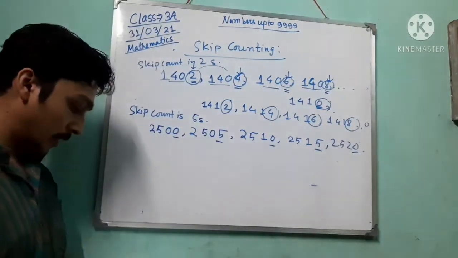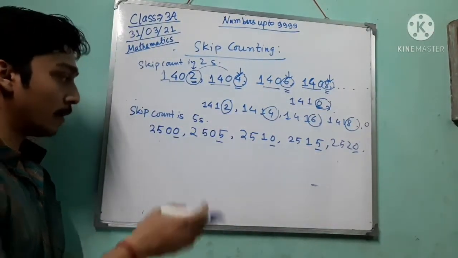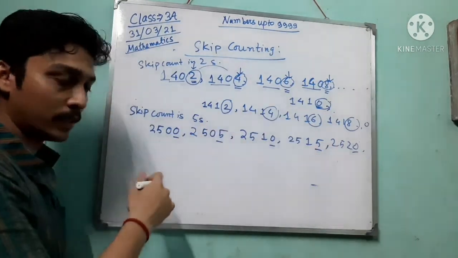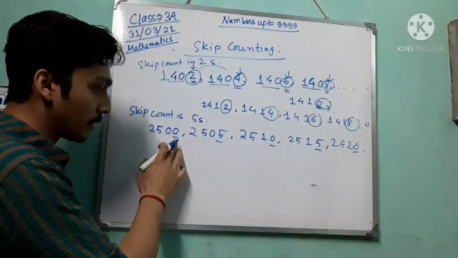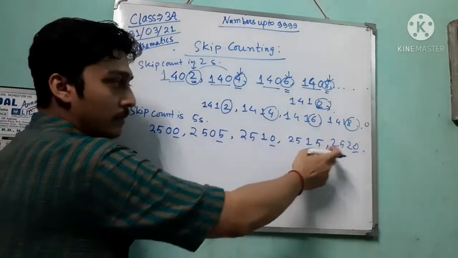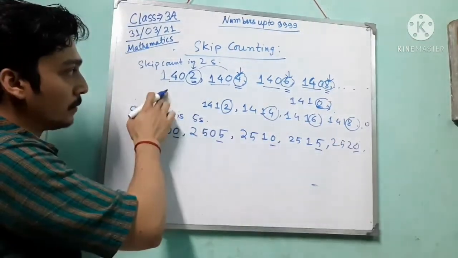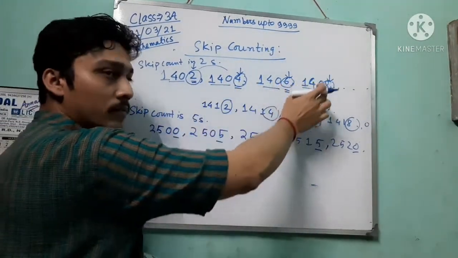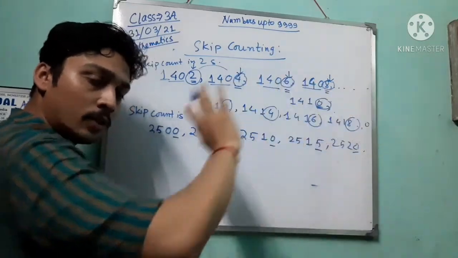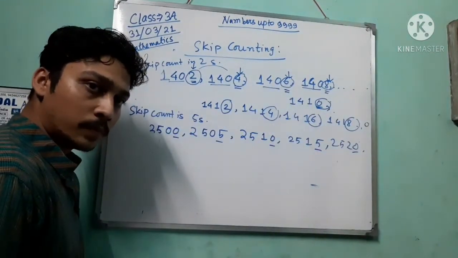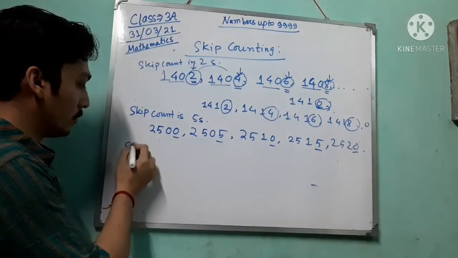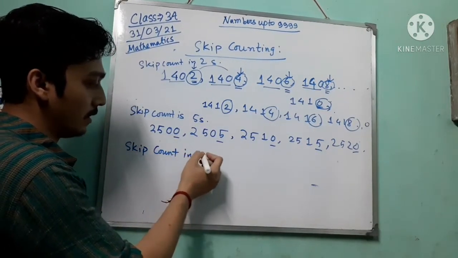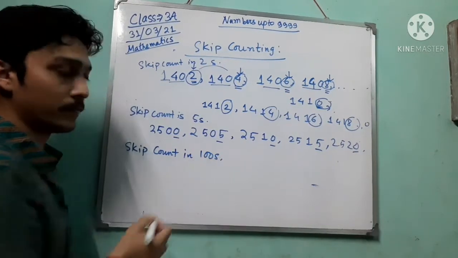So, look at the digits in the ones place. It can be 5 or 0, 0 or 5. In the ones digit, you see 0, 5, 0, 5, 0, 5. In the previous one, skip counting in 2s, the ones place was 2, 4, 6, 8, 0, 2, 4, 6, 8, 0.